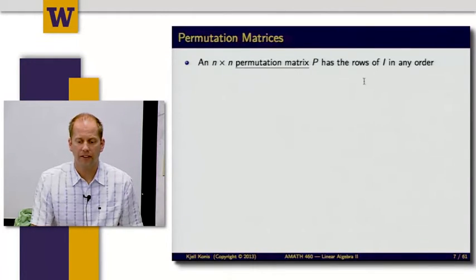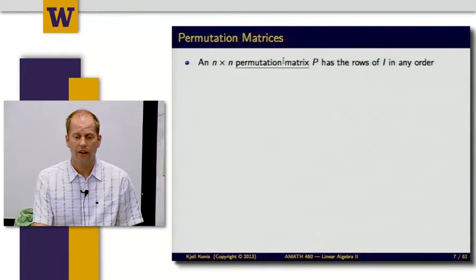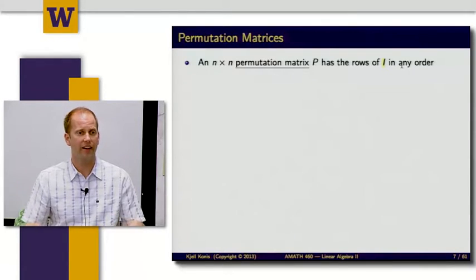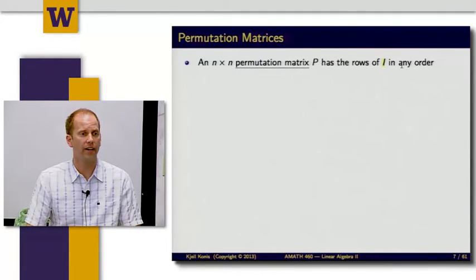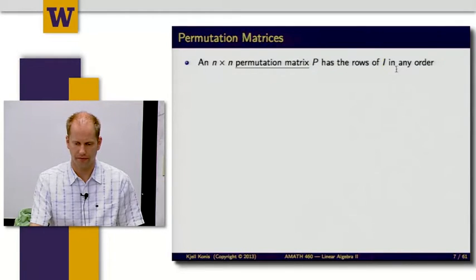And the second type of matrix I want to talk about is called a permutation matrix. Again, a permutation matrix is going to be square, so it's an n by n permutation matrix P, that has the rows of, so this is I, the identity matrix, but in any order. So the identity matrix, the row that starts with a 1 goes on top. The row that has a 1 in the second position goes in the second place. And if I shuffle those around in any way, the matrix that I end up with is going to be a permutation matrix.